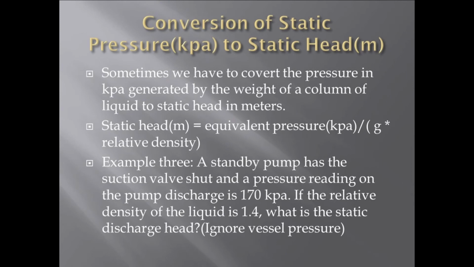Sometimes we have to convert the pressure in kPa generated by the weight of a column of liquid to static head in meters. We can use the formula: static head in meters equals equivalent pressure in kPa divided by the product of g times the relative density.